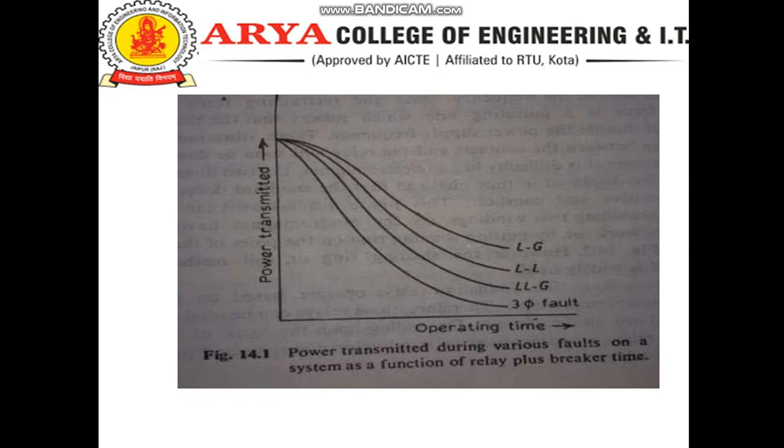This is a simple plot between the power transmitted through the line and operating time. When a three-phase fault occurs in the line, the power transmitted through the line is very less as compared to other types of fault, that is LG, LL, and double LG fault.